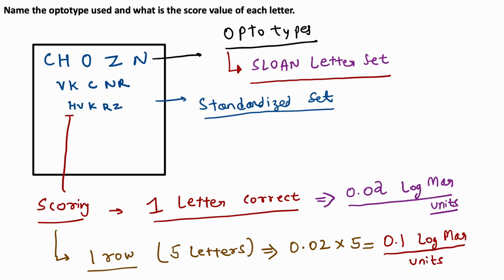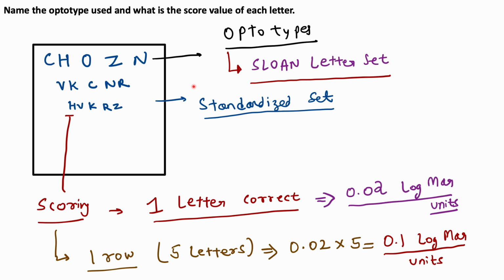Next question is, name the optotype used in the LogMAR chart and what is the score value of each letter. So the optotype name is Sloan letter set. It is the standardized set in which the vertical and the horizontal dimension of each letter are equal. So that's why it is used in this LogMAR chart.